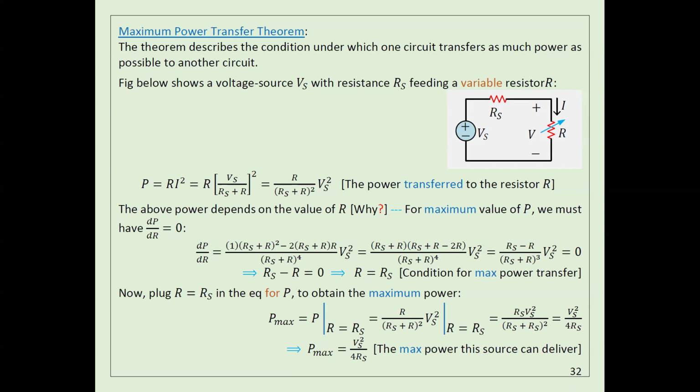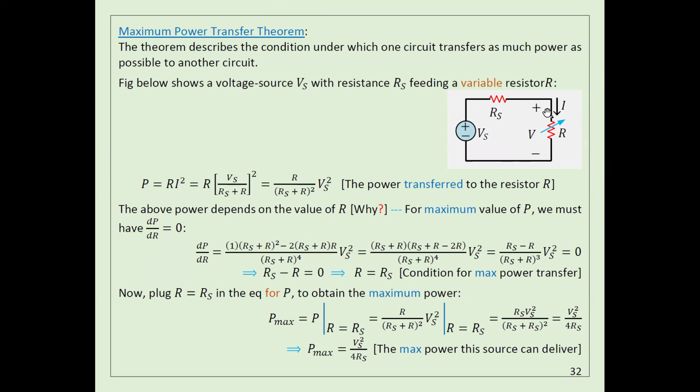Is that okay? So if you have a circuit like this one, a voltage source and a resistance, when this resistance equals this resistance, you will get the maximum power here. If this resistance is anything else, it's not going to be the maximum power. So that's what you need to know. You don't need to care about the derivation here. I will not ask you to do this derivation, but this is the proof. If you want to get the maximum power here, this R should equal RS.